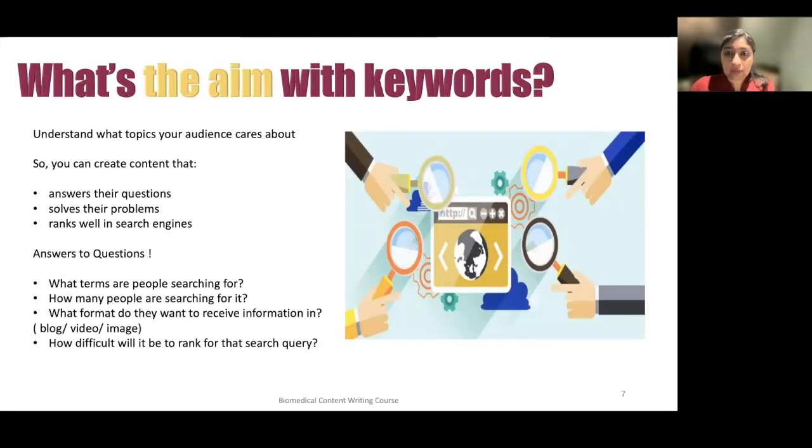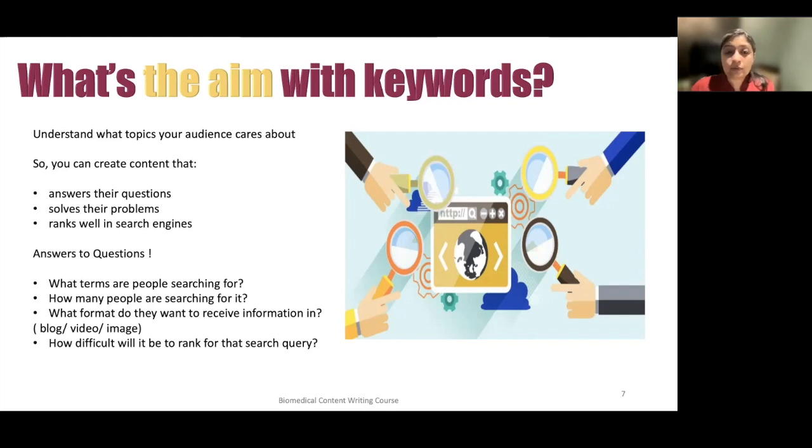What is our aim with keywords? The aim is to understand what topics your audience cares about, so you can create content that answers their questions, solves their problems, and ranks well in search engines. We need to look at what terms people are searching for. What are the words they're putting into their Google search bars? How many people are searching for it? How popular is that topic?